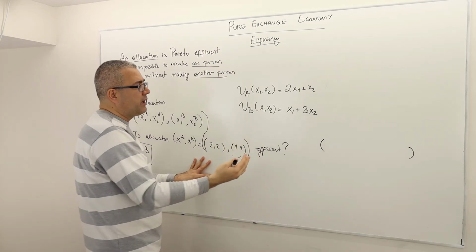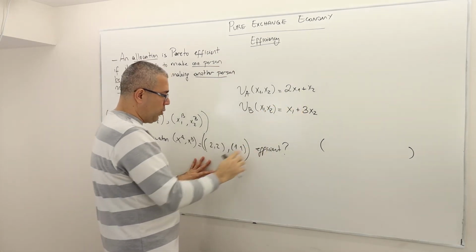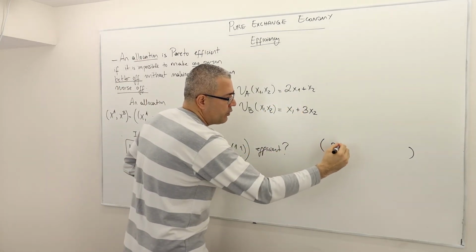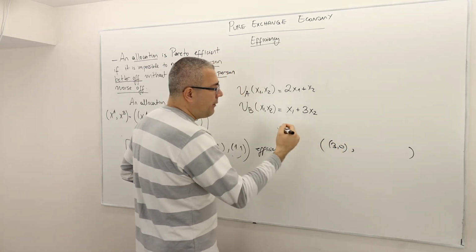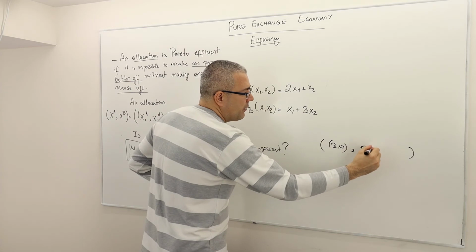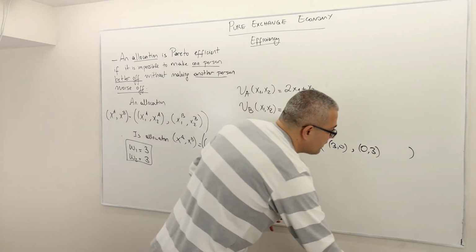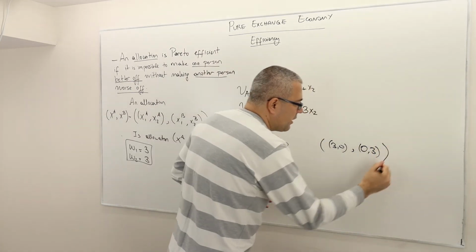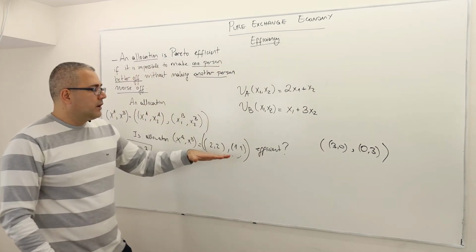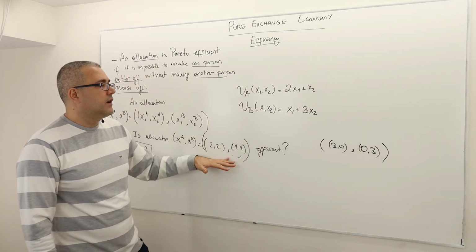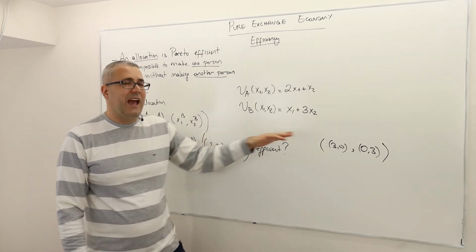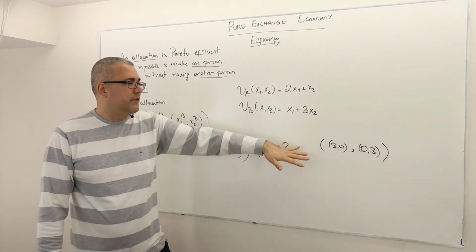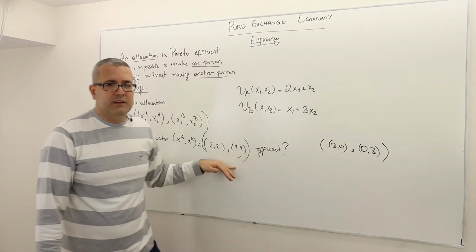allocation where Anita gets all the good 1. Well, we know that there are 3 good 1. And so Anita gets 3 good 1, 0 good 2. And Bob gets 0 good 1, but 3 good 2. All right, so therefore, this is the allocation. The question is, in comparison to this, are they, both Bob and Anita, getting happier, better off if they consume this bundle rather than this?